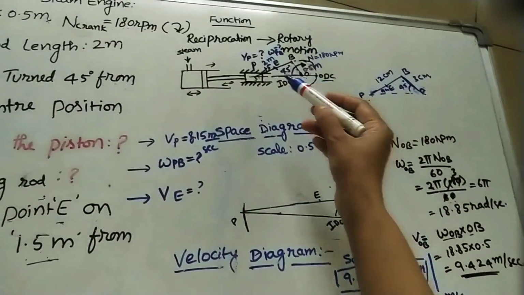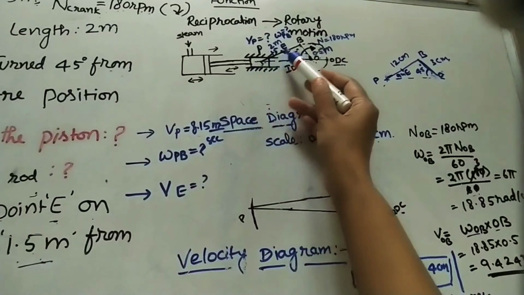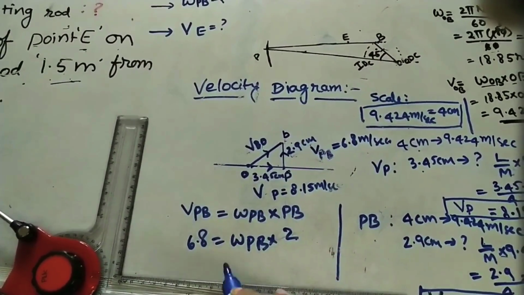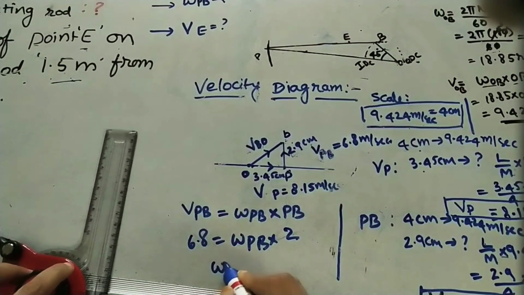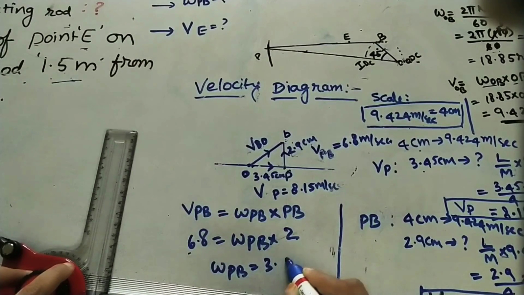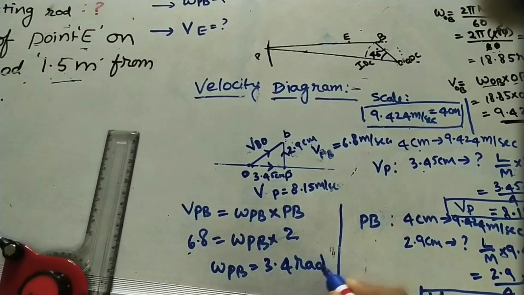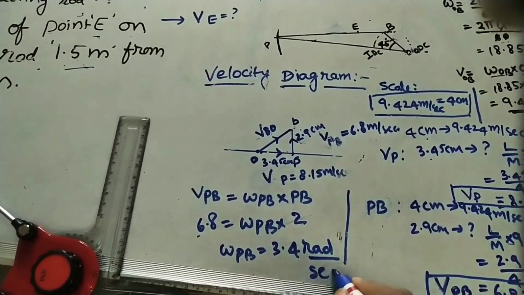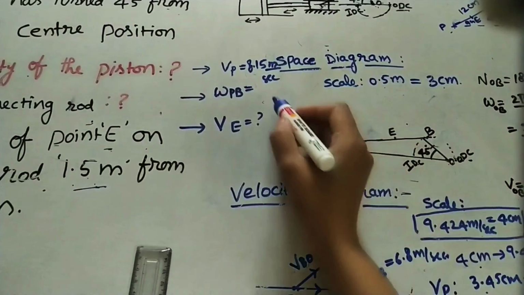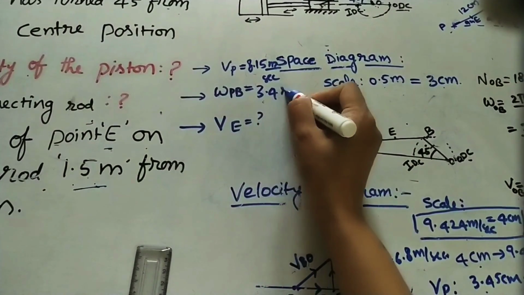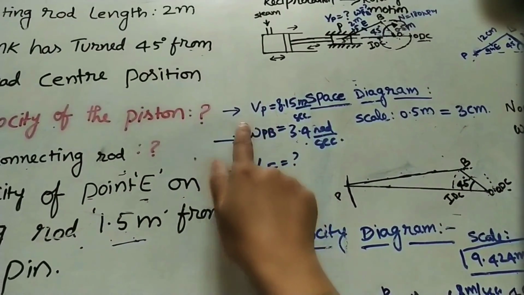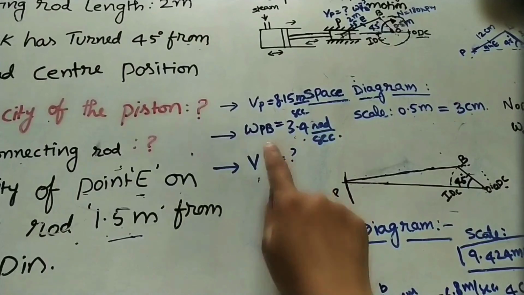The PB length, the connecting rod, is 2 meters. So I am taking 2. By using the calculator, omega PB is equal to 6.8 by 2, which is 3.4 radians per second. Whatever value is coming is the required value. Here I will write 3.4 radians per second. In this way we can find the required values, piston speed and connecting rod angular speed.